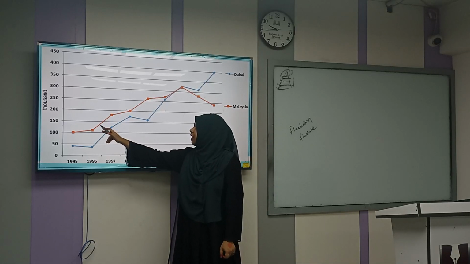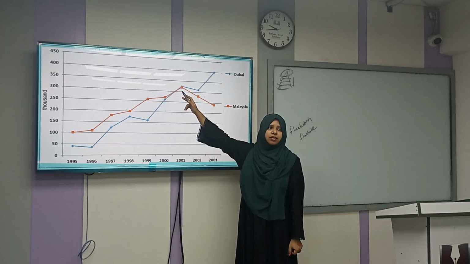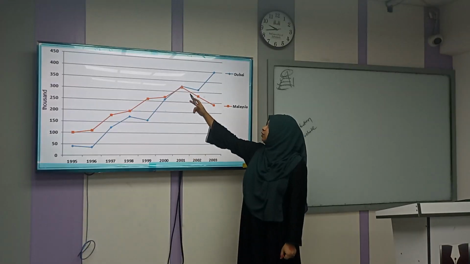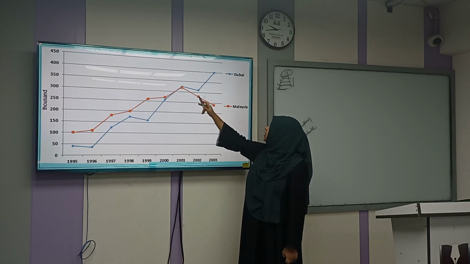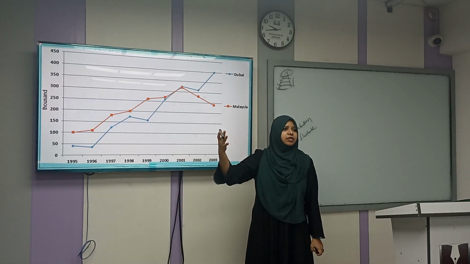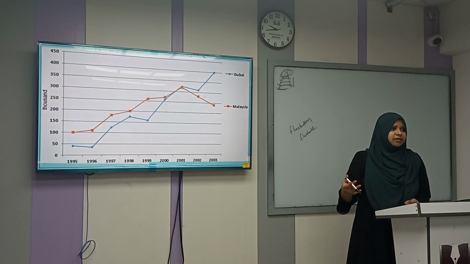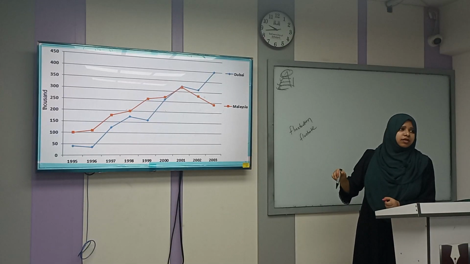It's always going up, up, up, up, and up, until 2001, and then it went down and down. And this is where Dubai exceeded Malaysia's tourist or visitors number. Okay, so this was my overall analysis of this.